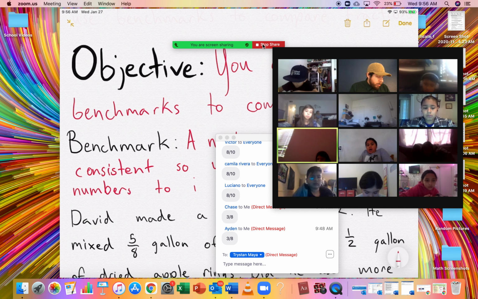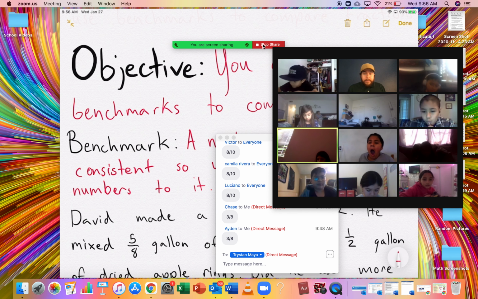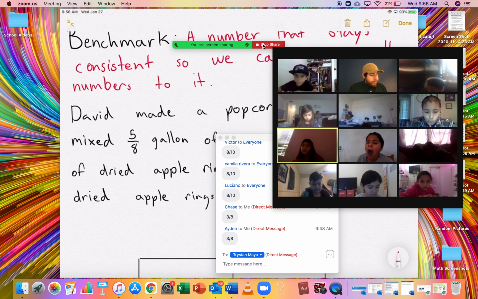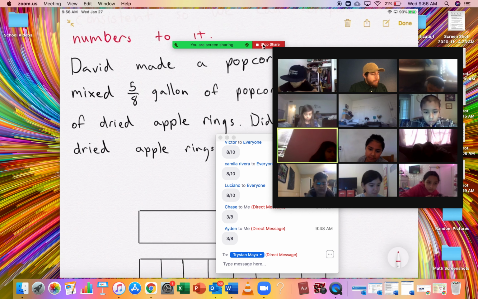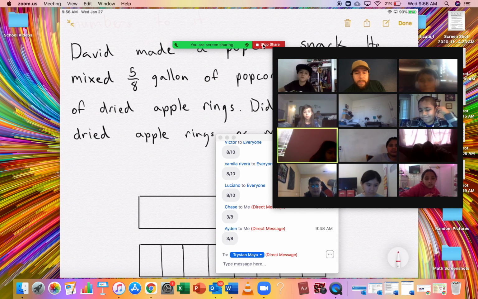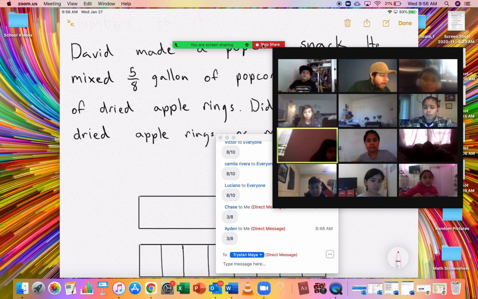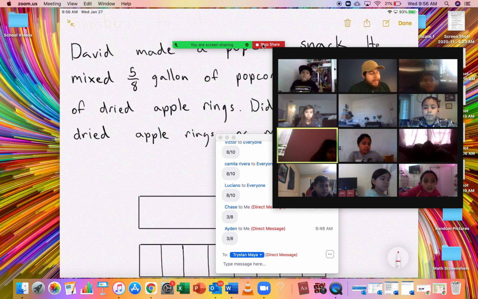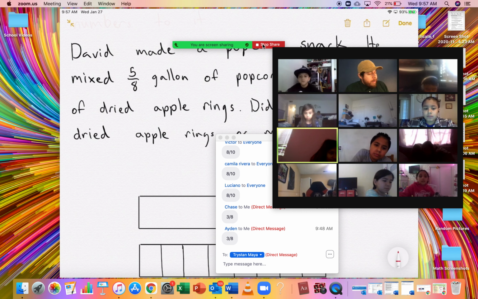That might sound a little bit complicated, but it's not. Once we explain it and we go through it, we should be able to understand it. So we're going to use this problem right here to help us understand it. David made a popcorn snack. He mixed 5/8 gallons of popcorn with 1/2 gallons of dried apple rings. Did he use more dried apple rings or more popcorn?